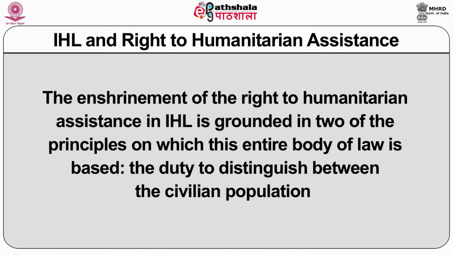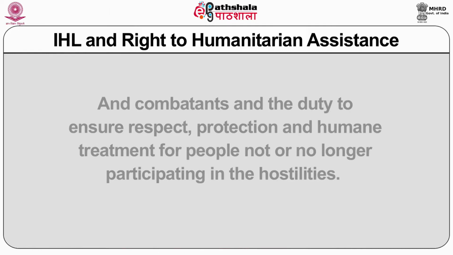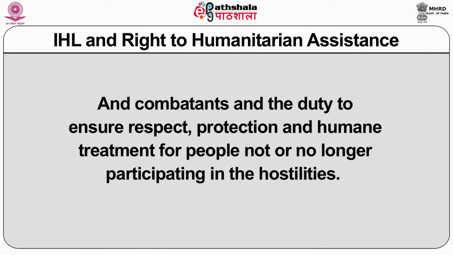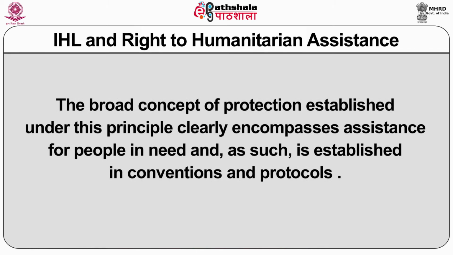The enshrinement of the right to humanitarian assistance in IHL is grounded in 2 of the principles on which the entire body of law is based: the duty to distinguish between the civilian population and combatants, and the duty to ensure respect, protection and humane treatment for people not or no longer participating in the hostilities. The broad concept of protection established under this principle clearly encompasses assistance for people in need, and as such is established in conventions and protocols.